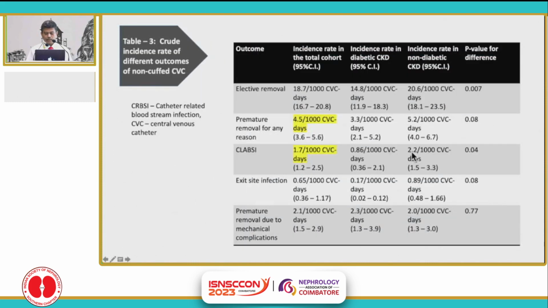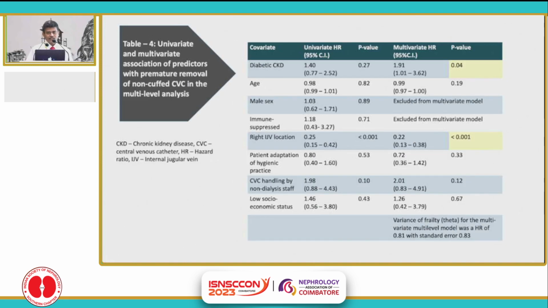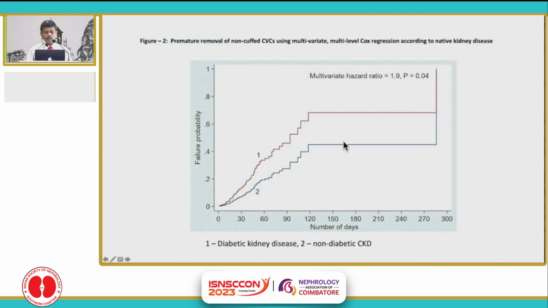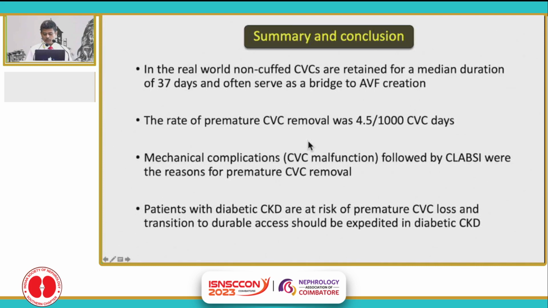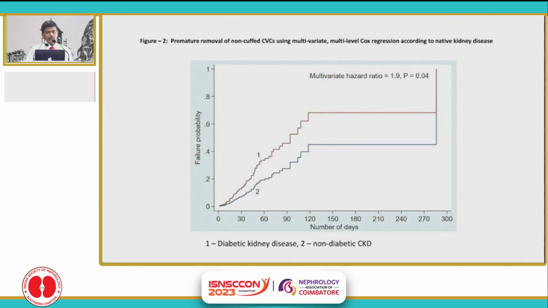In the crude analysis, apparently it looks like patients with non-diabetic CKD had a higher rate of CLABSI and a higher rate of premature CVC removal. But when we did the adjusted analysis using multivariable Cox regression, we observed 2 things. Patients with diabetic kidney disease had a higher hazard of premature CVC removal, and right internal jugular location of CVC reduced the hazard of premature CVC loss. So in this curve, you can observe that patients with diabetic kidney disease were at least 1.5 times at a higher risk of premature CVC loss compared to non-diabetic CKD patients.